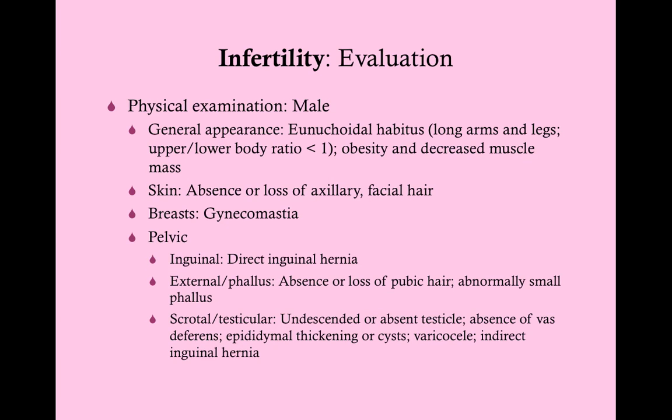Hey, what about him? General appearance: eunuchoidal habitus. You could easily get this on the test. What's a eunuchoidal habitus? It would be things like long arms and legs and an upper-lower body ratio of less than 1, meaning just really long legs. You've got a guy coming in, real long legs, kind of hourglass appearance, kind of more feminine appearance, and long arms, taller. What is that? That's Klinefelter syndrome, and they're going to have fertility issues.